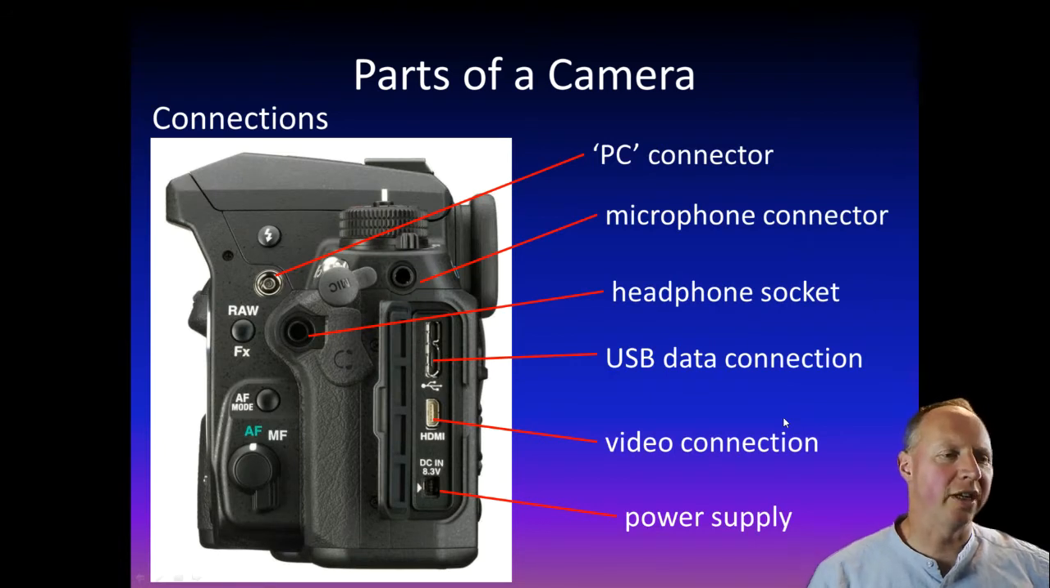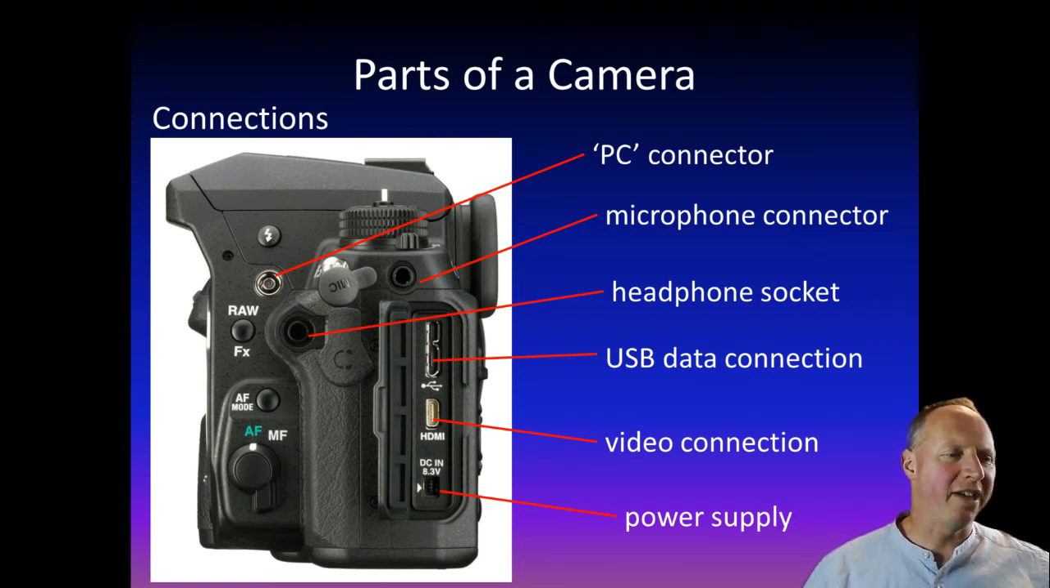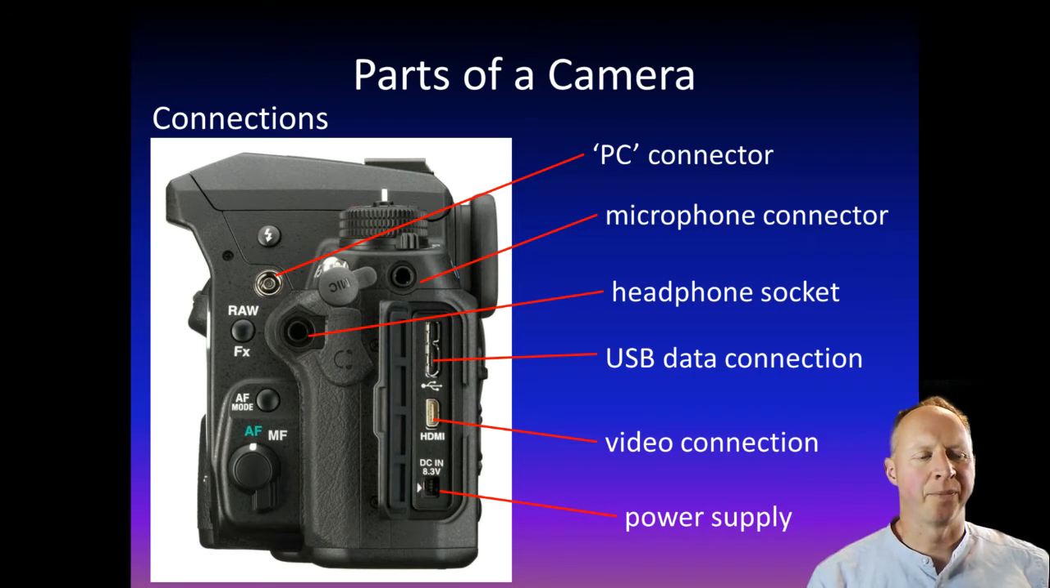Okay, so if we look at the connections we're likely to have on our camera, and some of the controls will vary from camera to camera. We have this thing called a PC connector, and PC has nothing to do with a personal computer. It's actually named after a couple of now deceased camera companies, and that is for connecting studio flashes. The higher level cameras will tend to have a microphone connector, and those that are more video oriented will have a headphone socket so you can review the video that you've been recording in the field.